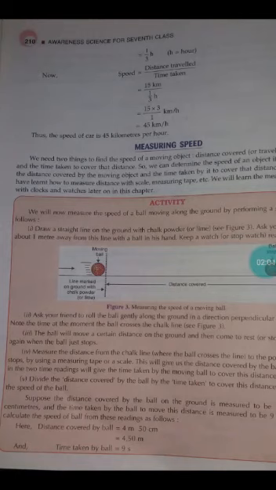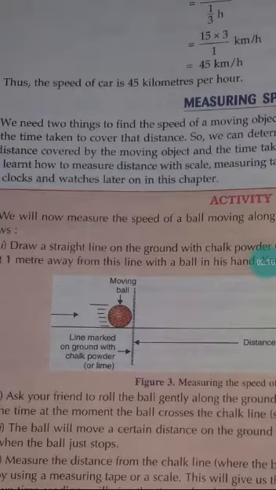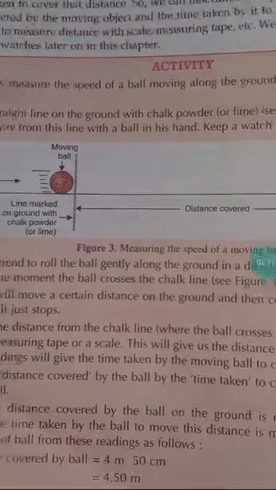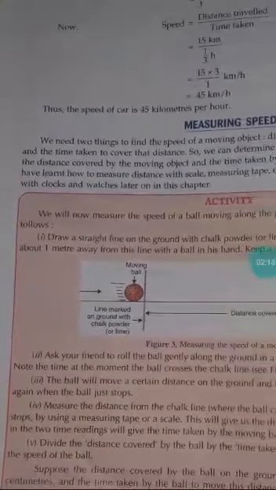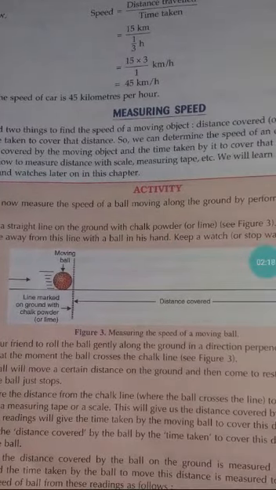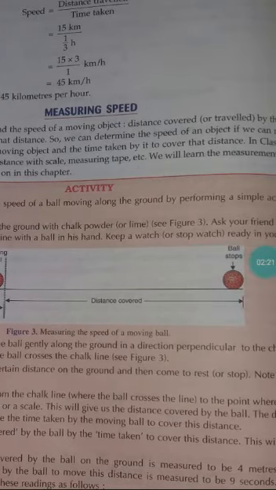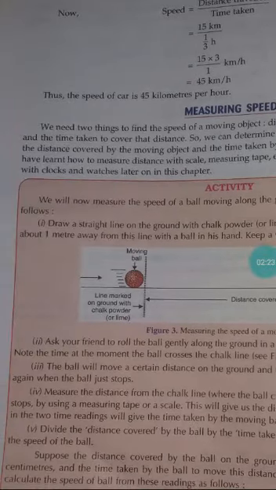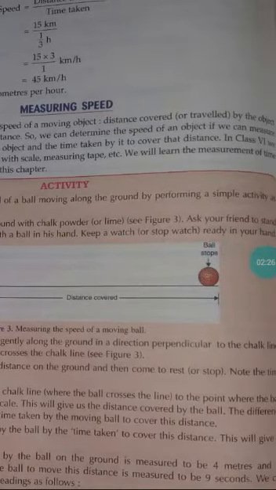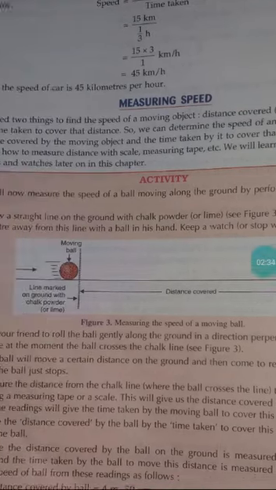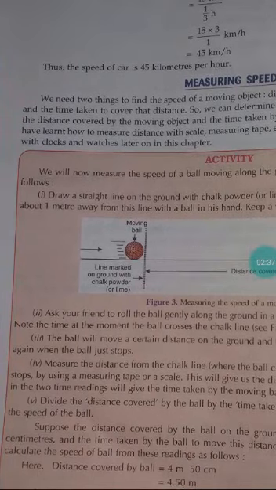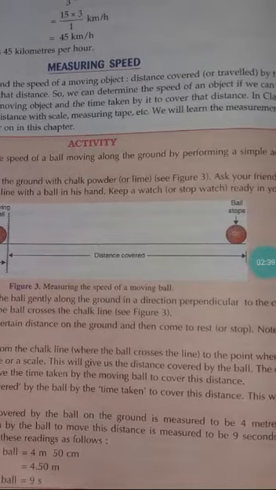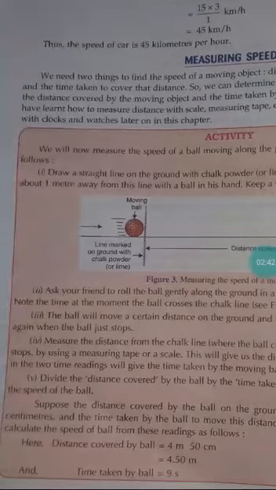See, in the first point they have said draw a straight line on the ground with chalk powder or lime. Limestone is what is called lime. Ask your friend to stand about 1 meter from this line with a ball in his hand. Keep a watch ready in your hand.